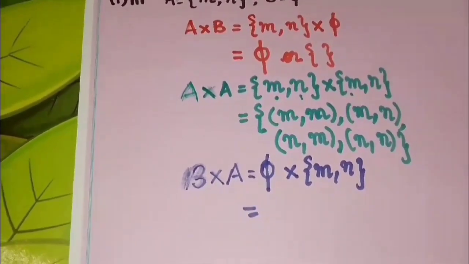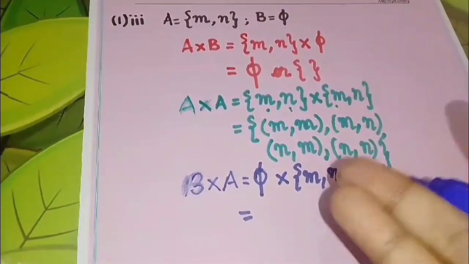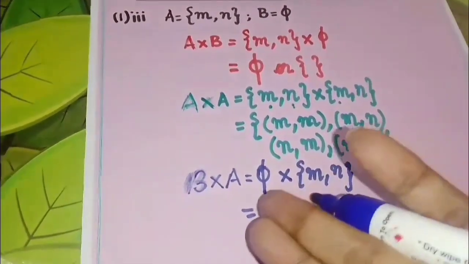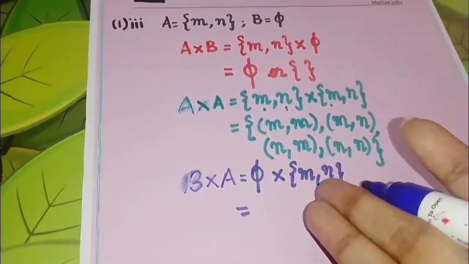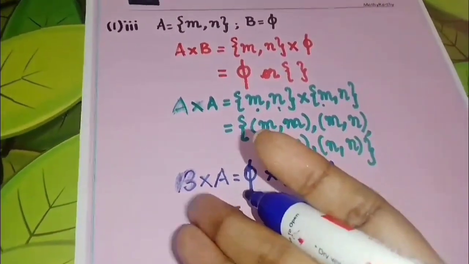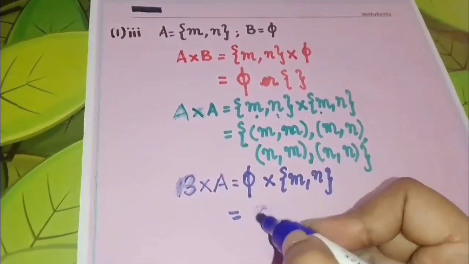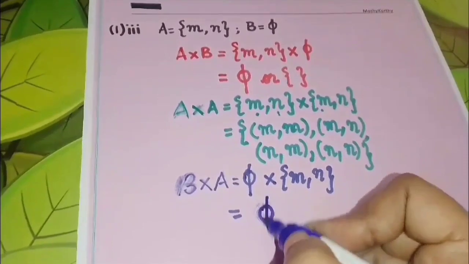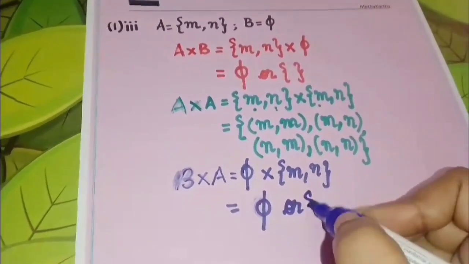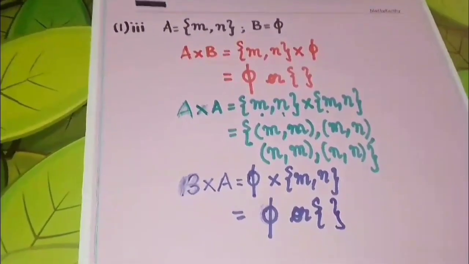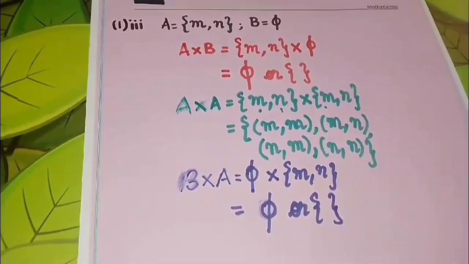So we can't form any pairing with whichever element is given here. There's no element in B with which we can form a pair. So B cross A is nothing but an empty set all over again. So B cross A is nothing but our empty set, which is represented by phi, or we can represent it with two curly brackets with no elements enclosed inside. So this is our answer.